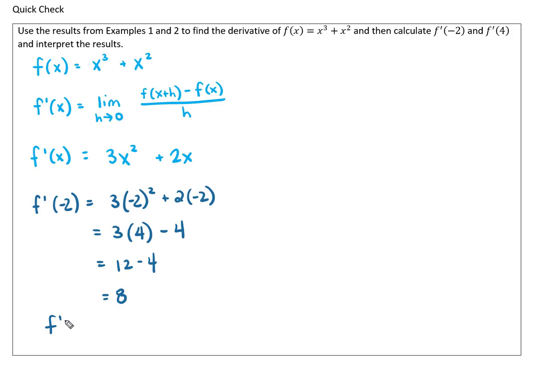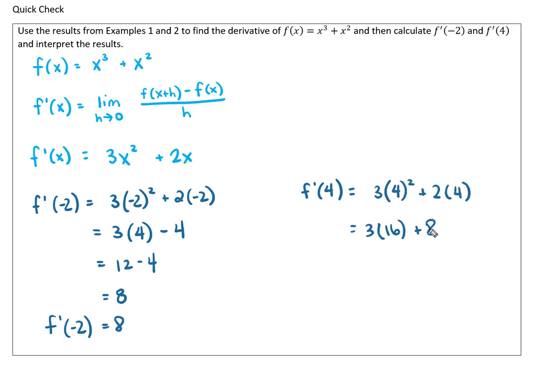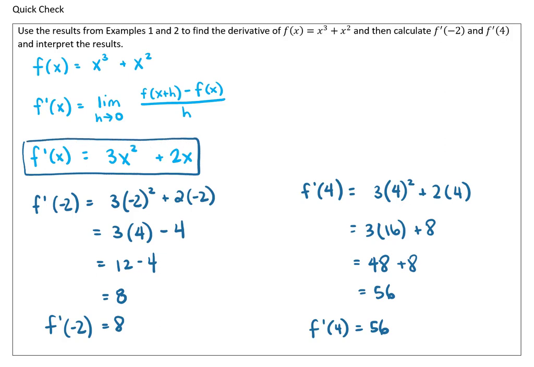So f prime of negative 2 is 8, and f prime of 4 is 56. If you can remember that we can add up different parts of the derivatives, this makes our life easier. We didn't have to do the whole difference quotient all over again. We just were able to find out the derivative by adding up the parts and then applying that to our two answers.